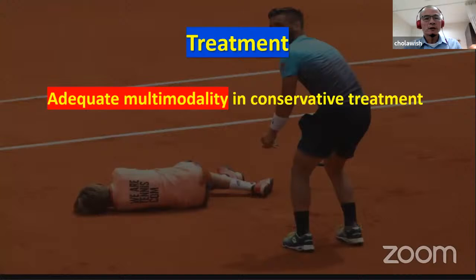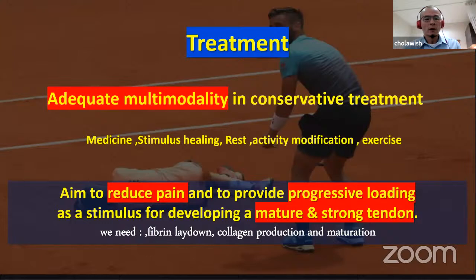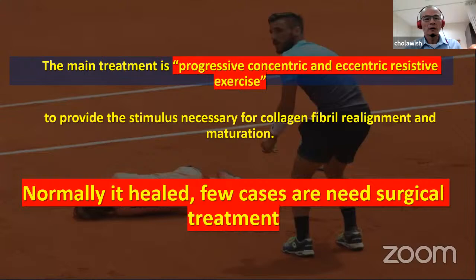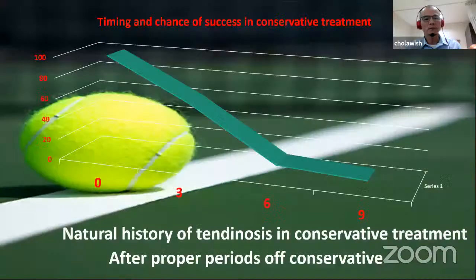The treatment is an adequate multimodality conservative treatment, aiming to reduce pain and provide a progressive load stimulus to develop mature and strong tendon. The main treatment is progressive concentric and eccentric resistive exercise. Normally it heals, and few cases need surgery. When we decide on surgery, I think we need to know the natural history of tendinosis. If we plan conservative treatment longer than 6 months, the success rate reduces from two digits to one digit after 6 months of treatment.